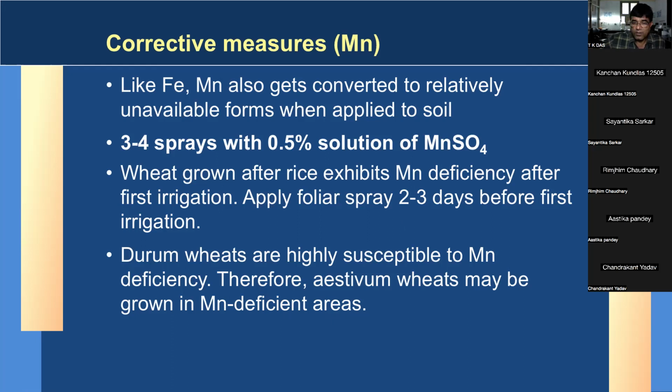Durum wheats are highly susceptible to manganese deficiency. Therefore, aestivum wheats may be grown in manganese deficient areas. So you can remember this point. This may be important for some quiz or exam. Durum wheat is highly susceptible to manganese deficiency. So if you have soils low in manganese, go for aestivum wheat, not for durum wheat.